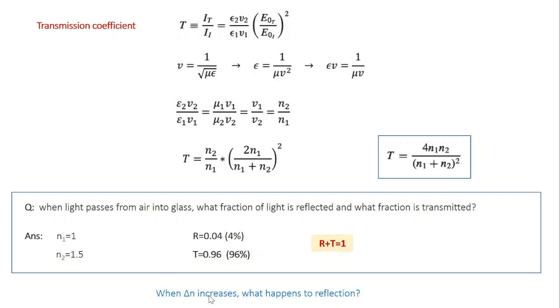Now I want to give you an assignment. When delta n increases, what happens to reflection? Delta n is the difference in refractive indices between the two media. So you can do it for yourself. So here delta n is 1.5 minus 1, which is 0.5. So you can choose another value. You can choose n2 as 2.5. Now delta n is 1.5. You make similar computation and see what happens to the reflection coefficient. Does it increase or decrease?